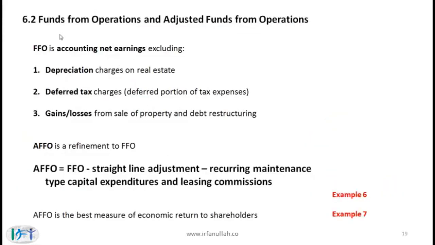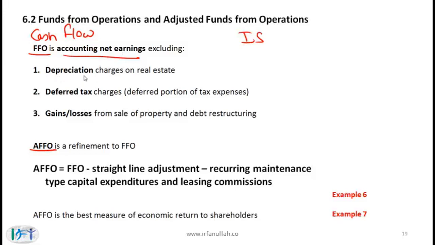In this section, we talk about how to calculate FFO and AFFO. Now, the high level point is that funds from operations is a rough measure of the cash flow being generated by a REIT, and the calculation is fairly straightforward. We start with the accounting net earnings. So remember, a REIT is essentially a public company, so it will have an income statement. We start with the bottom line of that income statement, which is the accounting net earnings.